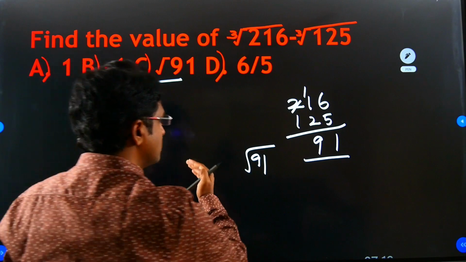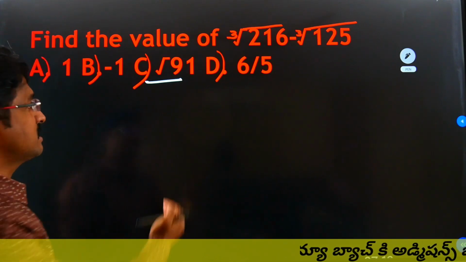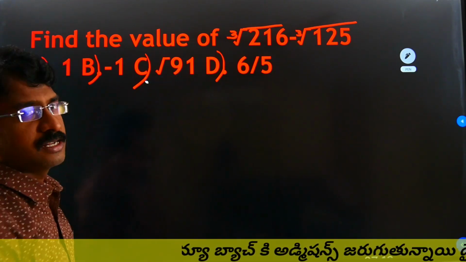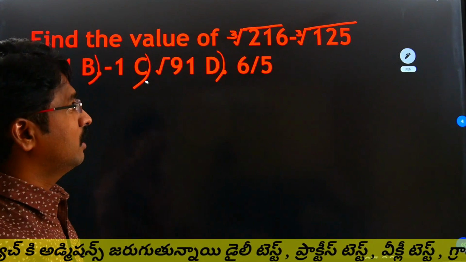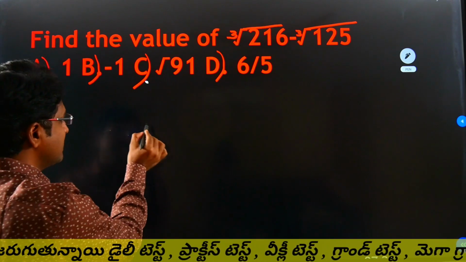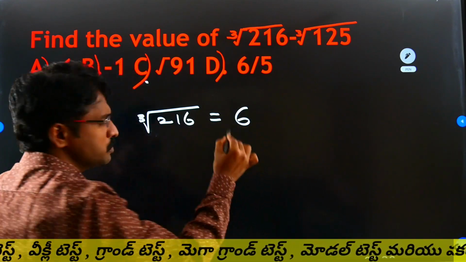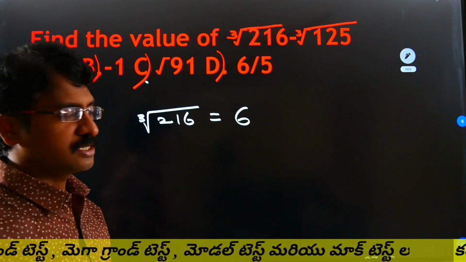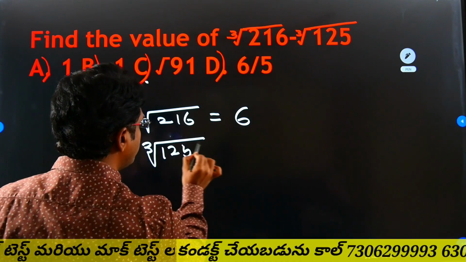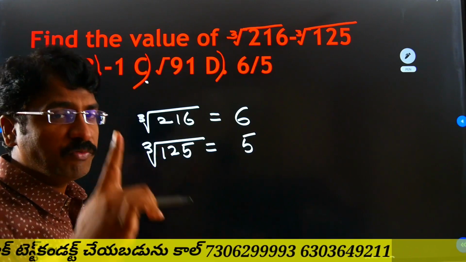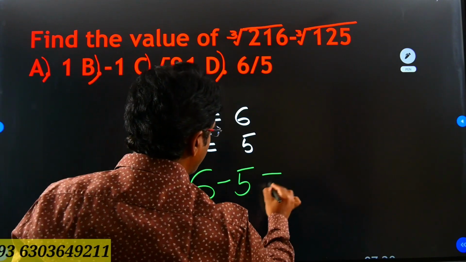Almost 70% of people will think like that only. But this is not correct. Then what is the correct answer? The cube root of 216: if you know it, 6 is the cube root of 216. That means 6 into 6 into 6 is 216. And the cube root of 125 is 5, because 5 into 5 into 5 is 125. That means 6 minus 5, 1, is the answer.